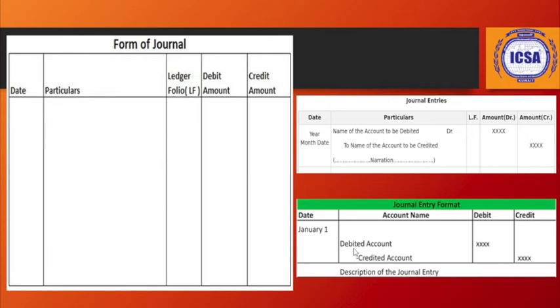So the debit account will be written first, then with a slight gap of a word or little gap, the credit side entry will be written. This difference is just kept to make it clear that this is debit and this is credit. Then the amounts go the same way, in the amount columns, debit and credit. So we have found that this is the format of journal.